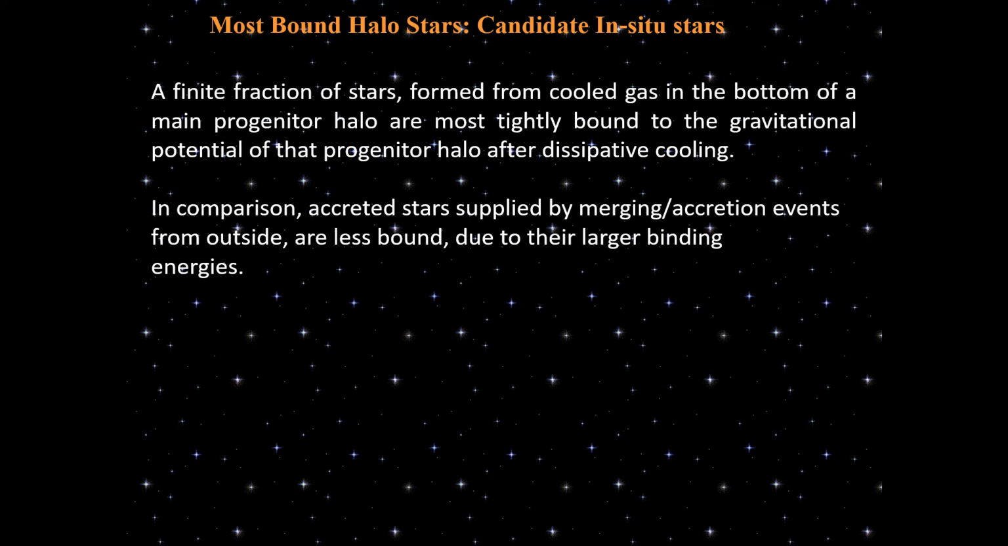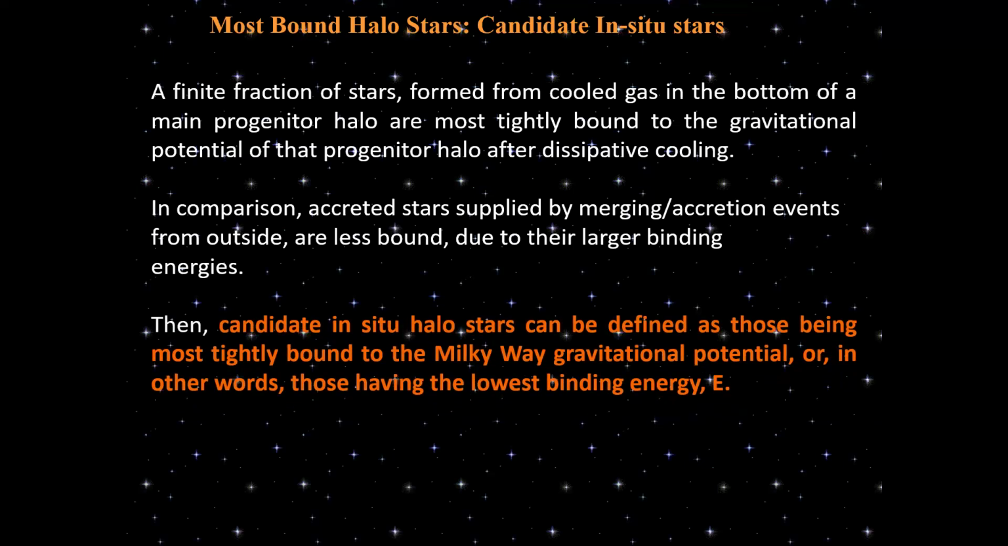In comparison, if we consider the accreted subhalos that merge, these stars have larger energy with respect to the ones that are inside the parent halo. Therefore, candidate in situ stars can be defined as those being most tightly bound to the Milky Way gravitational potential, or in other words, those that have the lowest binding energy. This is why I am so interested in these most bound stars in surveys.